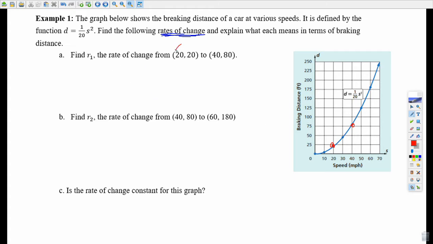If you remember, that was us labeling these x1, y1, x2, y2, and then doing the slope. So we're going to find R1, which they call the first rate of change. So we find the slope, which is doing your y2 minus y1, so that's 80 minus 20, all over your x2 minus x1, which is 40 minus 20 as well. So we'll get 60 over 20. And that's the same thing as 3 over 1. 60 divided by 20. So their slope is 3.